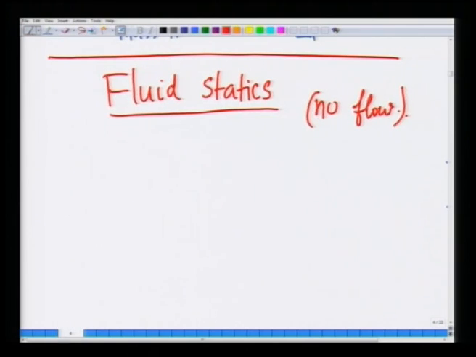Okay. So, there is no flow, there is only the fluid is stationary. Still there are some interesting aspects to the force distributions even in a fluid that is not moving, so it is just stationary. Okay. So, let us understand what forces can act on a static fluid.